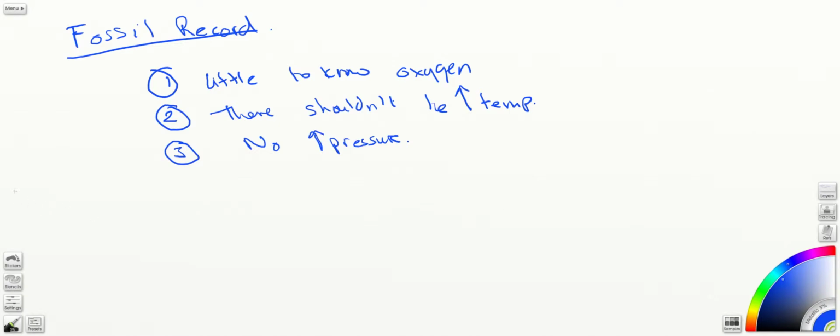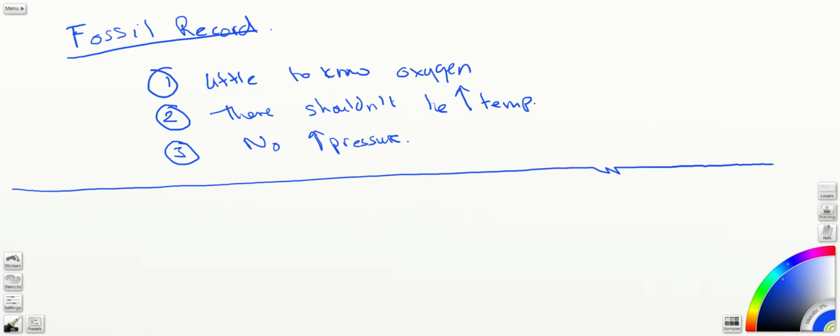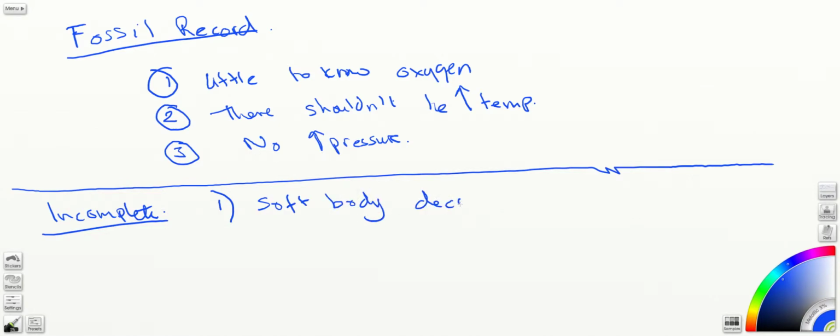Now, the other thing is that the fossil record is incomplete. There's no two ways about that. So scientists have thought, well, why might that be? And they've come up with a couple of reasons. Number one, soft-bodied organisms decay really easily, so they're not really going to be around in the fossil record.